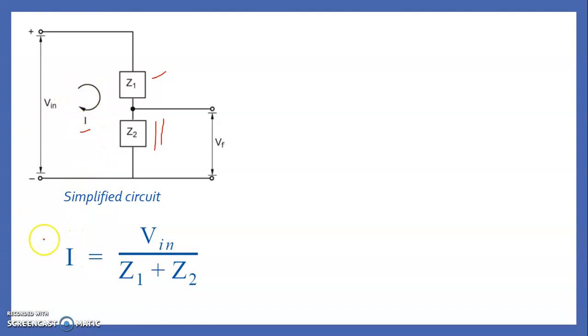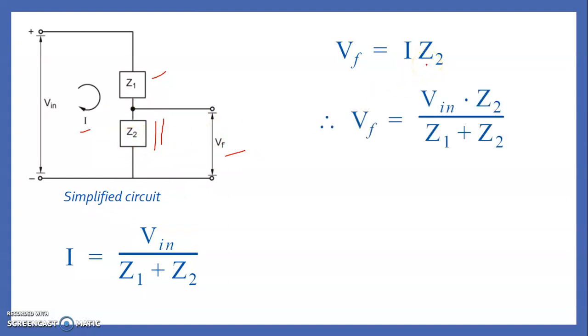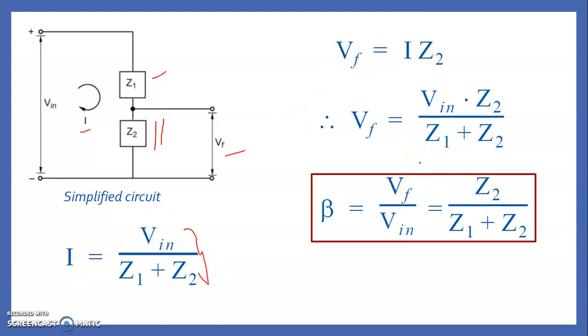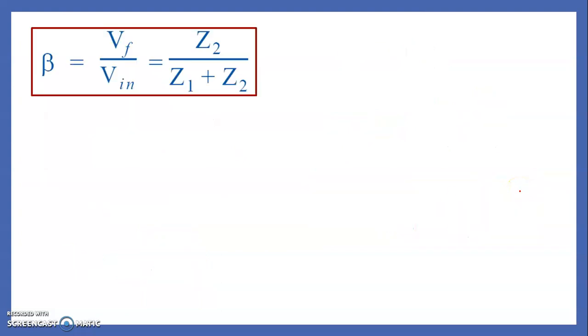According to Ohm's law, I equals V by R. Therefore, I equals V in divided by Z1 plus Z2. Also, Vf can be written as the current flowing through Z2 multiplied by Z2. Now, I have substituted the current expression over here. Our aim is to find the feedback factor, which is nothing but the ratio of the feedback voltage and the input voltage, Z2 divided by Z1 plus Z2.